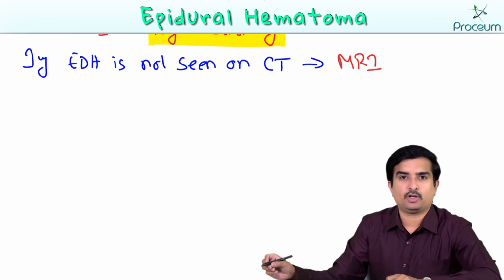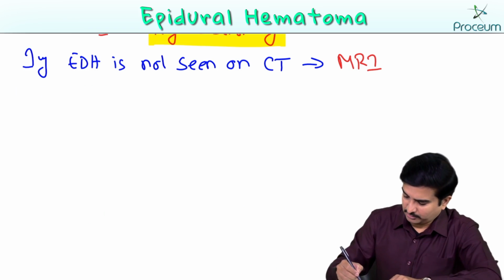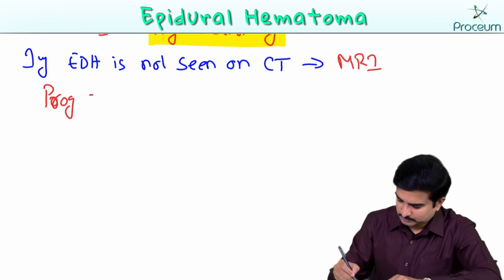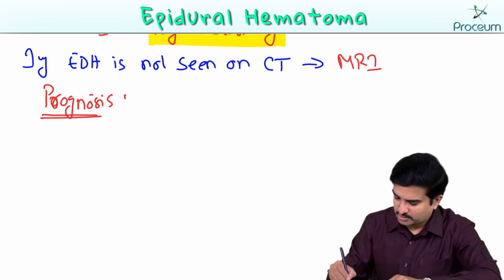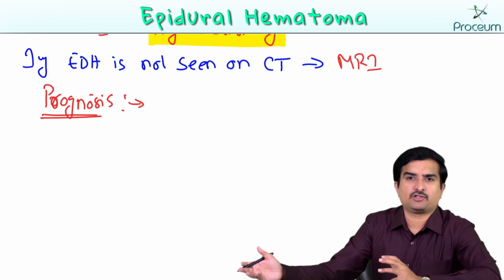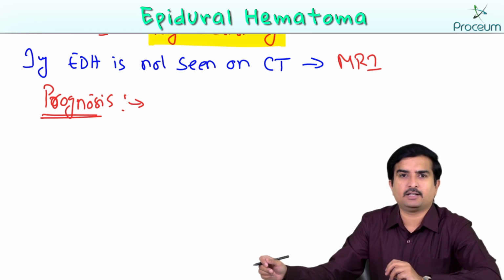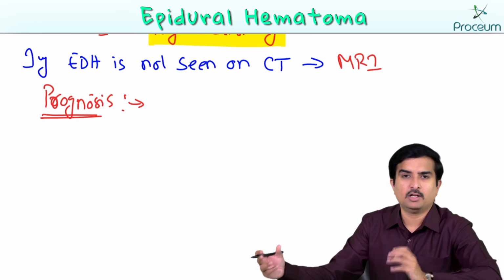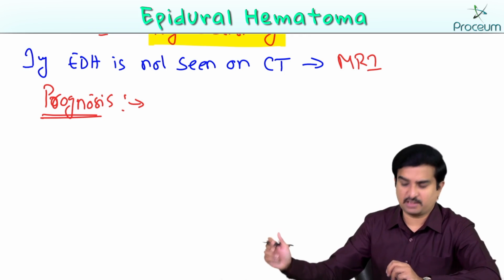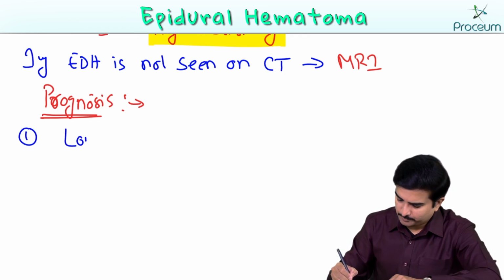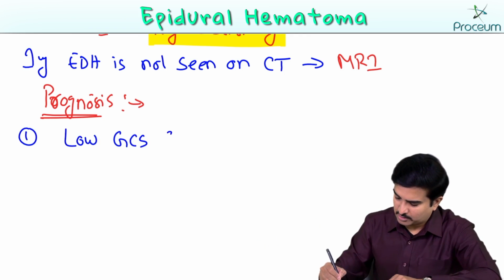Next, let us concentrate on prognostic indicators. This is also very important guys. Prognosis, that is, prognostic indicators, right? The first important thing: in observational studies we have different points which are associated with unfavorable outcomes of the epidural hematoma. So what are the unfavorable outcomes? Let us concentrate on those points. The first one is the low GCS score.